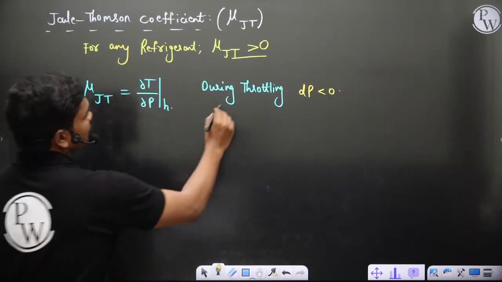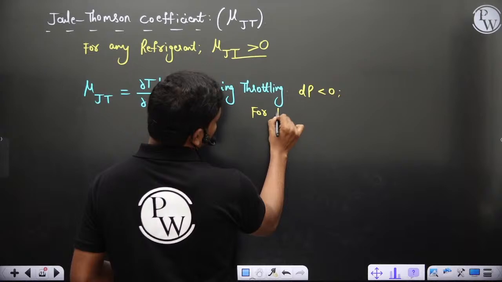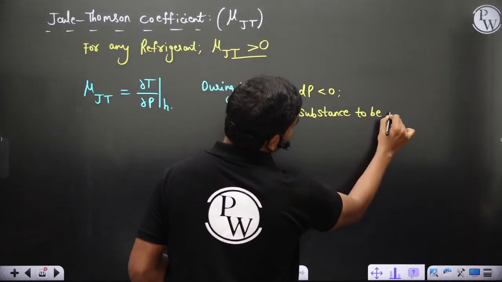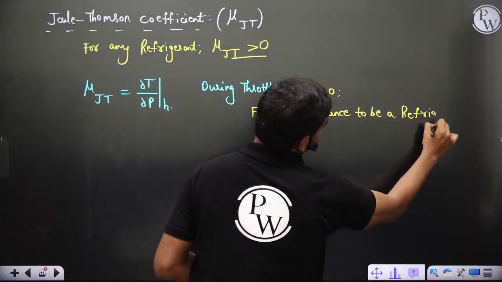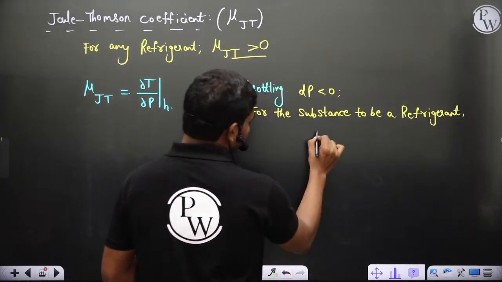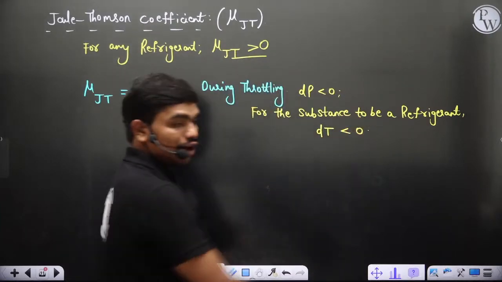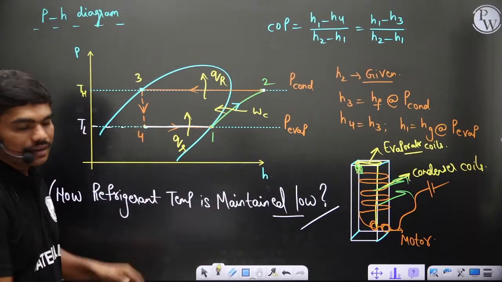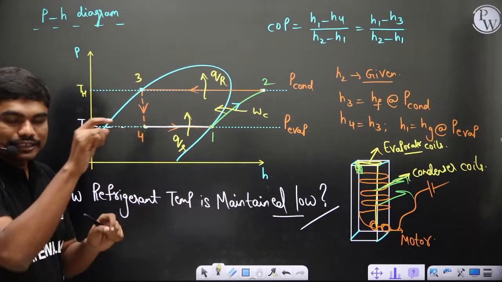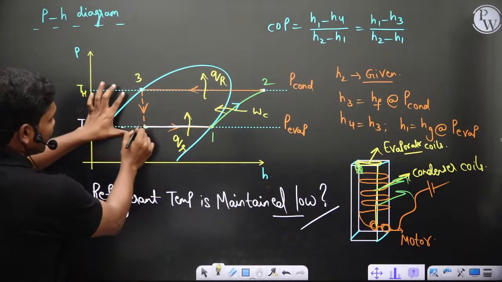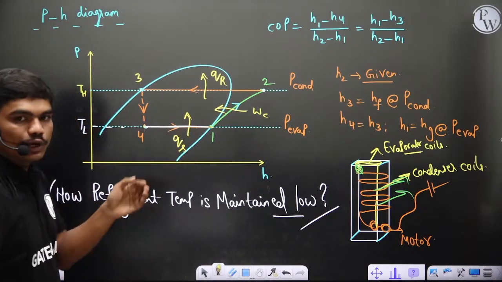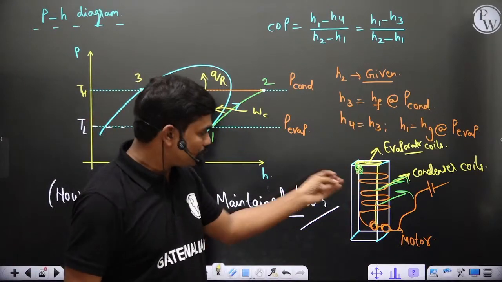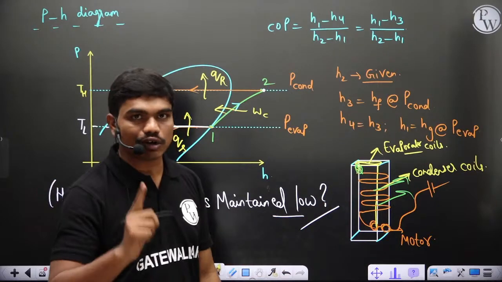Yes or no? That means for the substance to be a refrigerant, for the substance to be efficient, dT should also fall along with pressure. Otherwise, in the other case, from 3 to 4, pressure is falling, but if the temperature is increasing, then instead of flowing cold fluid in the evaporator coils, you will flow hot fluid, and your fridge works as a heater. Whatever you put inside gets heated up instead of getting cooled. So that should not happen.